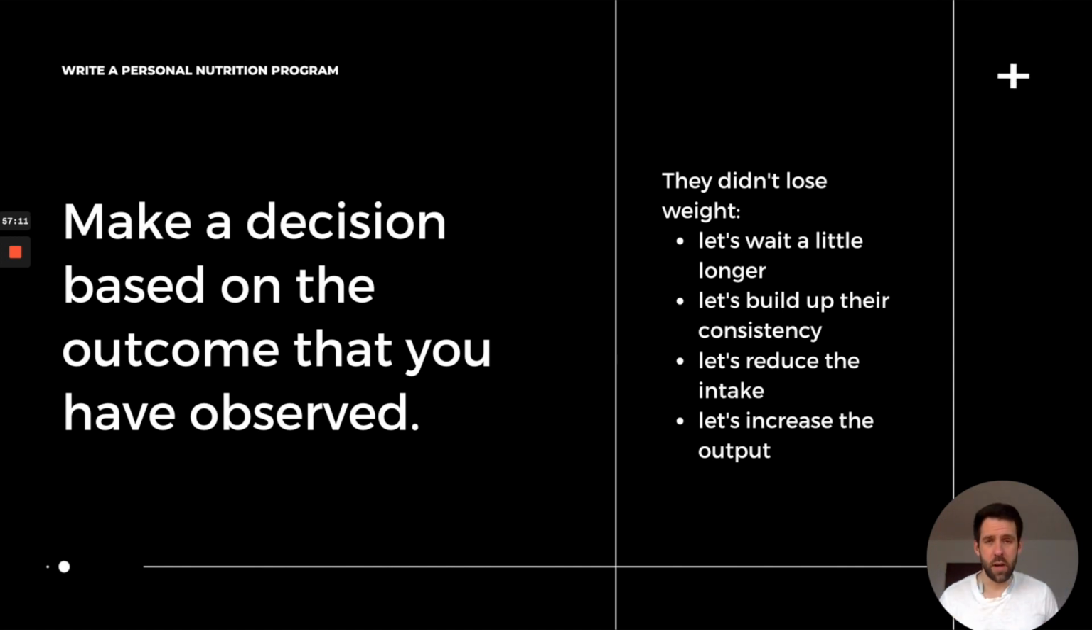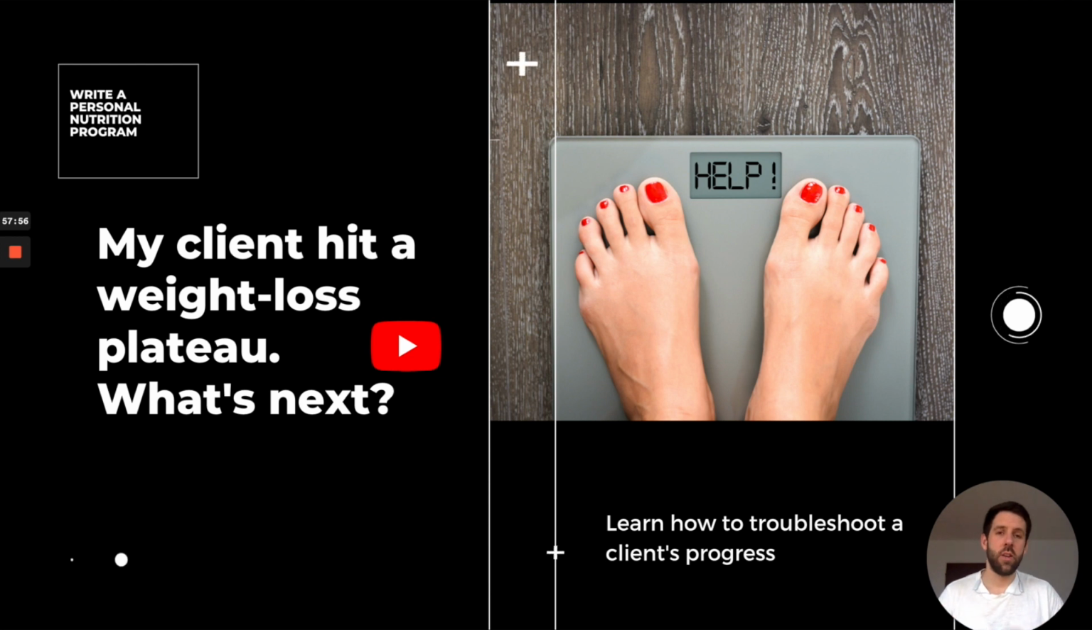You always consider the bigger context, like, oh, it's just been 1 week, so we need more time. Or they have just started with their program and they're not very consistent yet. Or maybe they have been very consistent for a long time, so it's time to maybe reduce their energy intake a little bit more or increase the output. That's the key. When you analyze and evaluate at the end of the first cycle, you make a decision based on the outcome that you see. Again, there's a video in the description and also in the cards above: when your client hits a weight loss plateau, what to do. You can check it out there.